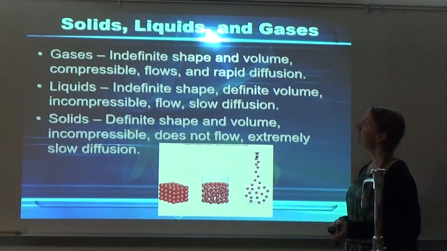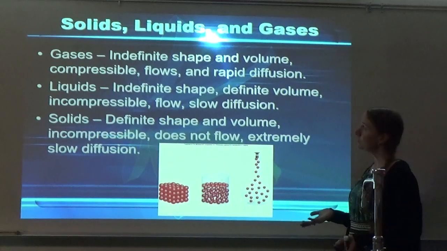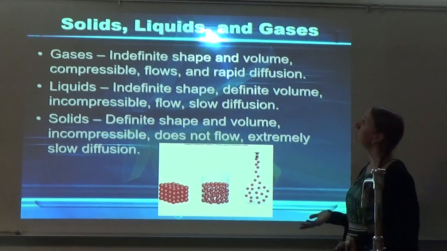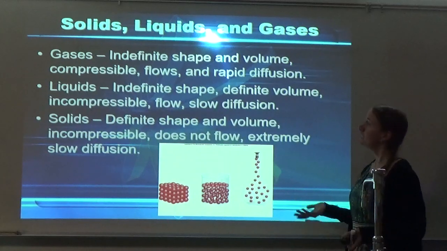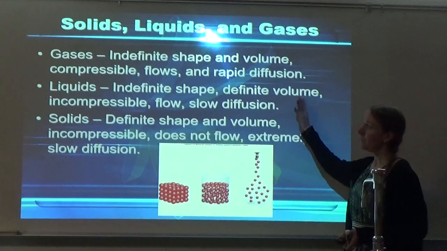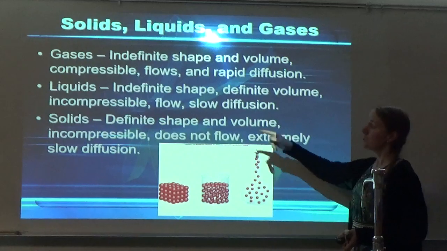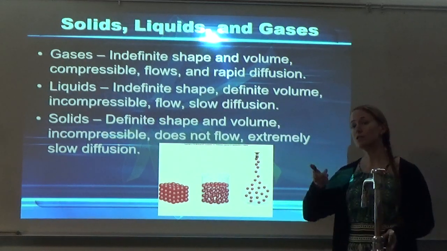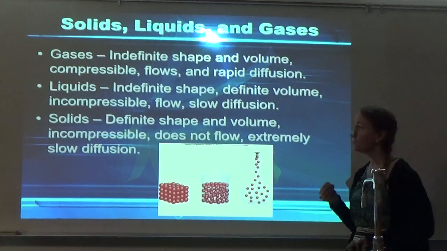So gases have indefinite shape and volume. They're compressible, they flow, and they rapidly diffuse. Liquids have indefinite shape but definite volume. They're still incompressible, just like a solid. Okay, a lot of you think liquids are compressible, but remember they're still very, very close together.